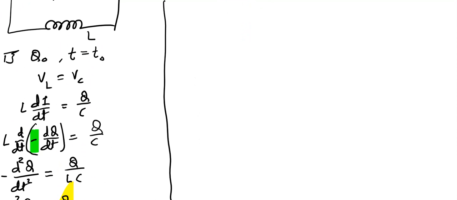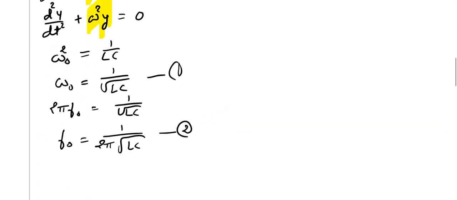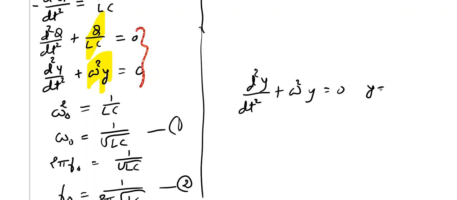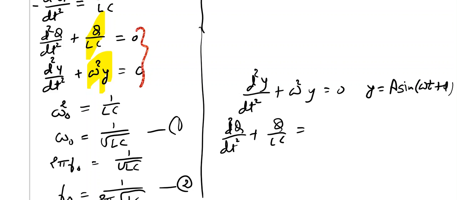Now, how do I obtain the equation of charge or current? Again, this comparison itself gives us that answer. We know that for the second order differential equation d2y/dt2 plus omega squared y equal to 0, the solution is y equal to A sin(omega t plus phi). So if I have d2q/dt2 plus q/LC equal to 0, the solution should be q equal to Qm sin(omega t plus phi). Here A is the maximum displacement and y is the displacement at time t. Similarly, Qm is the maximum charge and q is the charge at time t.